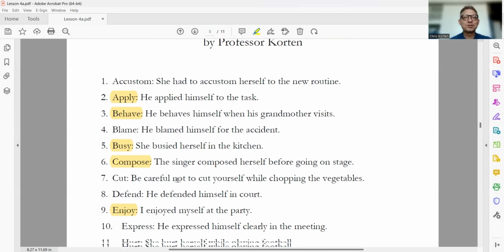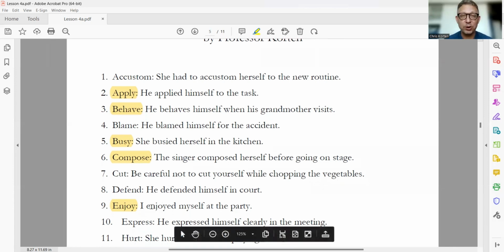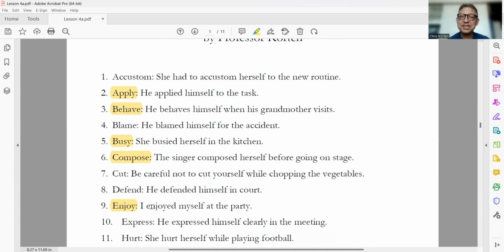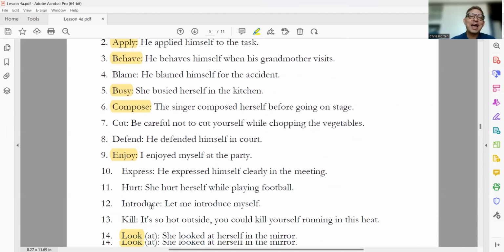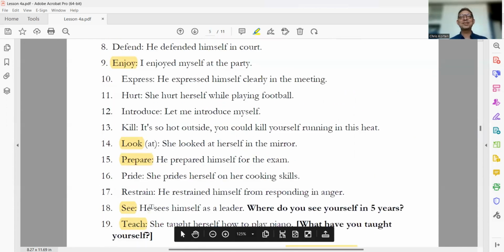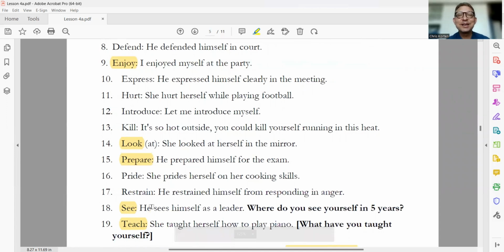Now, enjoy ourselves is interesting. I enjoyed the party, but if you want to emphasize it, I enjoyed myself at the party. So it's very different syntax here. I enjoyed the party. I enjoyed myself at the party. Now, I looked in the mirror and I looked at myself in the mirror. I prepared myself and I prepared.